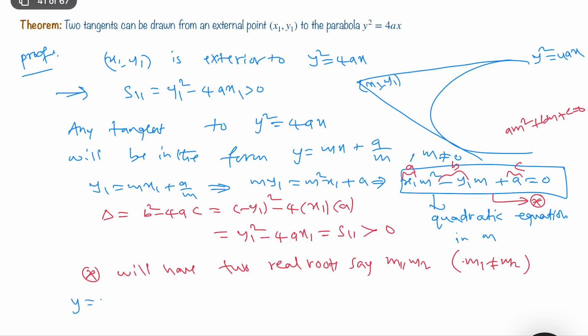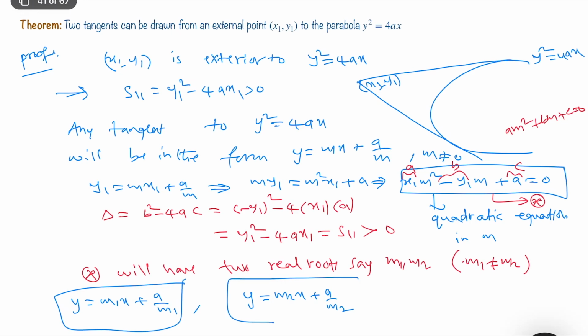One is y equal to m1 x plus a by m1. Another one is y equal to m2 x plus a by m2. So there are two tangents from x1, y1 to the parabola y square equal to 4ax, always, as long as the point x1, y1 is exterior to the parabola.